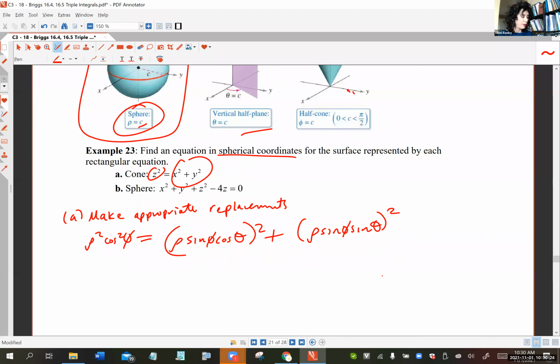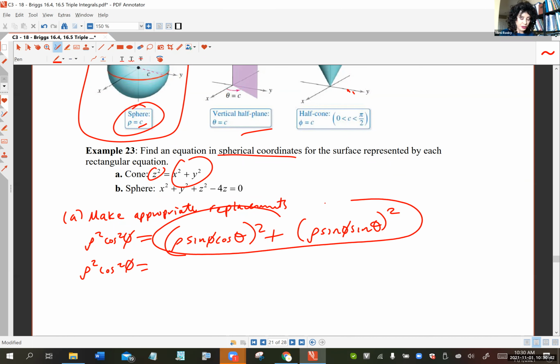Clean it up. Well, what do you mean clean it up? See if you can solve it for something. Usually you can try to solve it for rho, but that may not work either. So what can we do here? Clean this mess up.